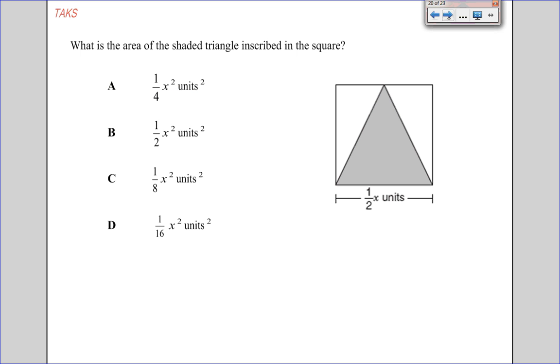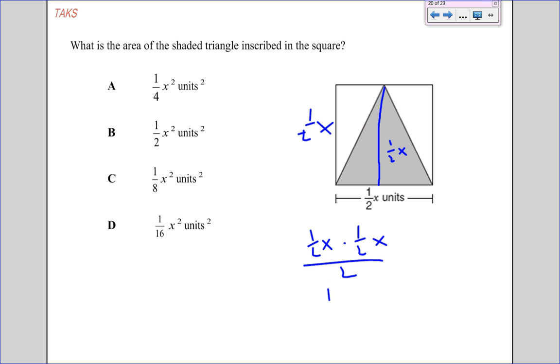All right, let's see here. Let's do one more. What is the area of the shaded triangle inscribed in the square? Well, if it's a square, that means all the sides are going to be the same. So that'll also be half x right there. So that means that the height is going to be 1/2 x. So to find the area, we're going to do 1/2 x times 1/2 x divided by 2. Well, we multiply our fractions, so 1 times 1 is 1, 2 times 2 is 4, and x times x is x squared, divided by 2. So 1 over 4 x squared divided by 2. So we're going to cut this in half again. Gives me 1 over 8 x squared. So C.